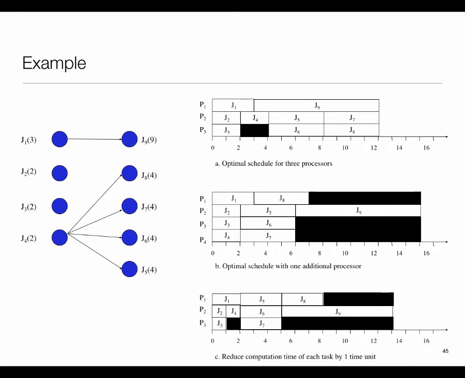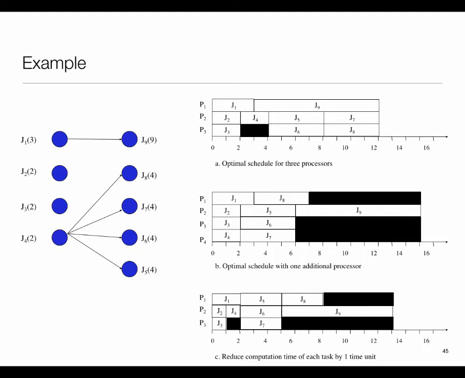So this is another example. I have a bunch of tasks. Again, arrows indicate precedence constraints. You have the execution times out here. And what it is showing is that I have an optimal schedule for 3 processors. It looks kind of like this. So I map the tasks onto 3 processors. And then we play games with this thing. So what we do is, in this case, we add a processor.